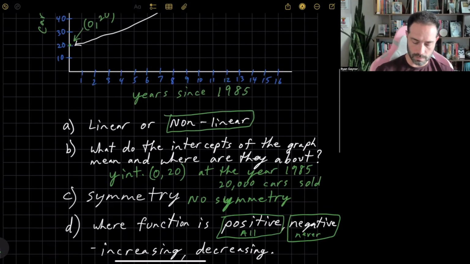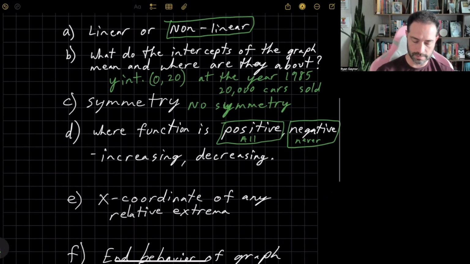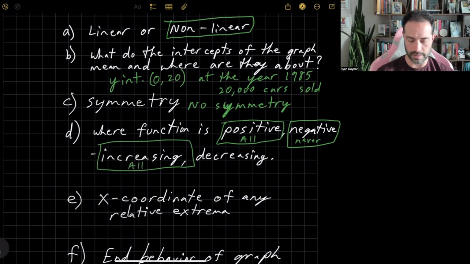So where is it increasing? Again, all real numbers. Or if you want to say from 1985, so the 0 year, basically, 0 years since 1985. So from 1985 forever, basically, infinity for this graph.